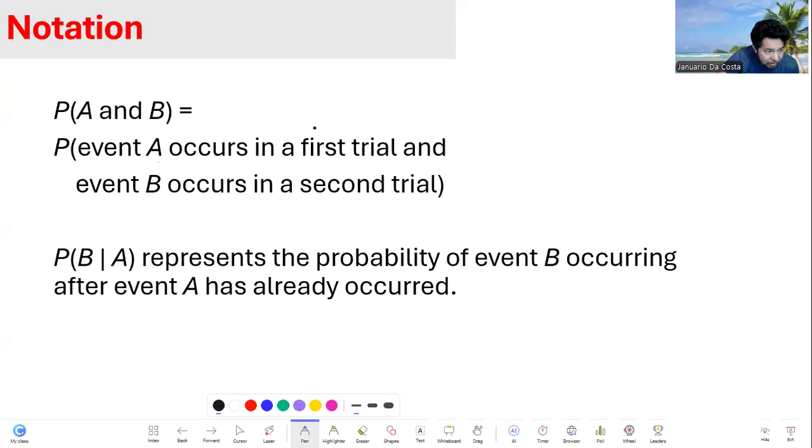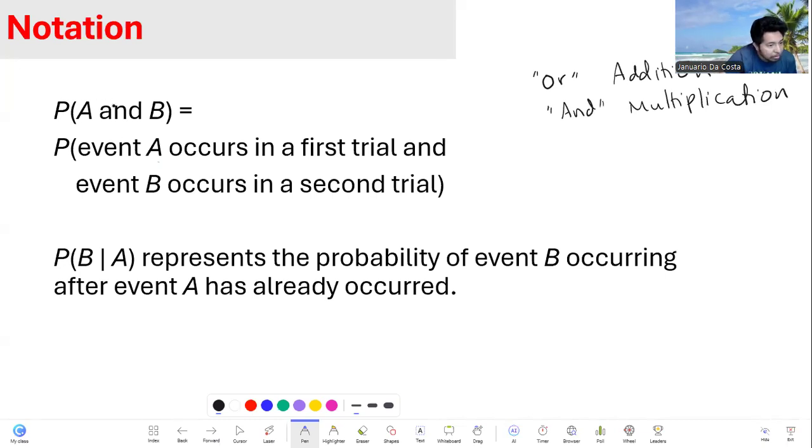In addition, you use the word "or" for addition. Now, for multiplication, you use the word "and" for multiplication.